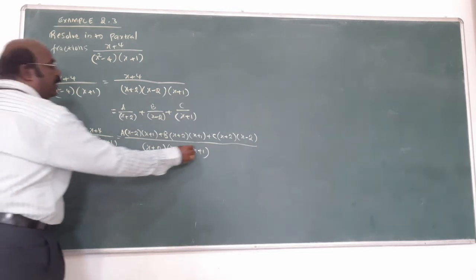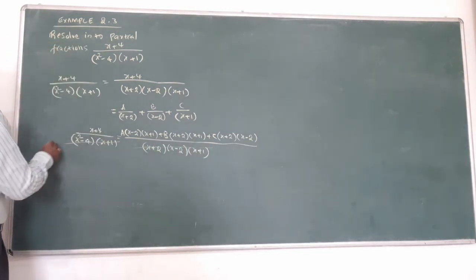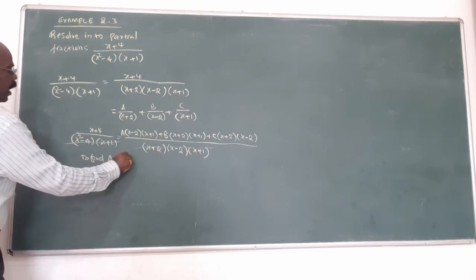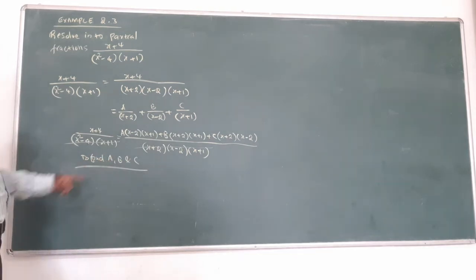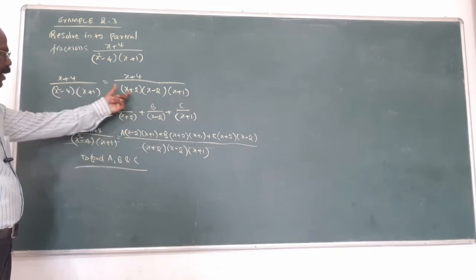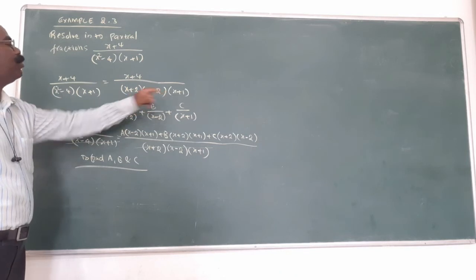Already told you, the denominator we cancel to find a, b and c. So what is the first thing inside the bracket? What is inside the bracket? The factorization. What is it? x plus 2, x minus 2, x plus 1. No?